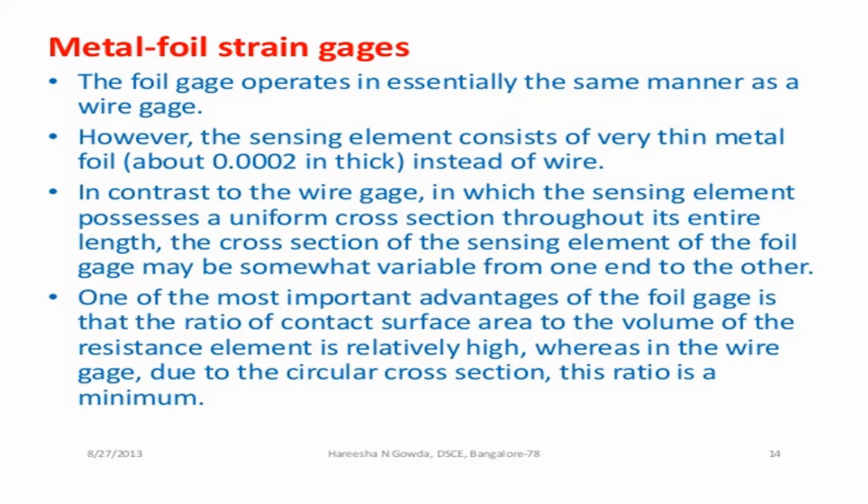One of the most important advantages of this foil strain gauge is that the ratio of contact surface area to the volume of the resistance element is relatively high, whereas in the wire gauge, due to the circular cross section, this ratio is minimum. So the main advantage of this metal foil strain gauge is that its contact surface area is very high.